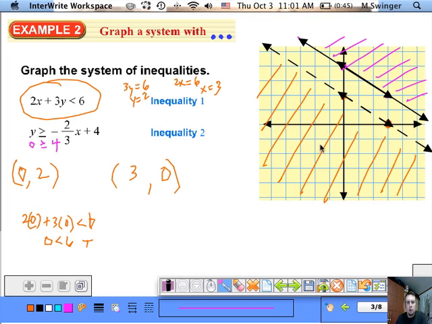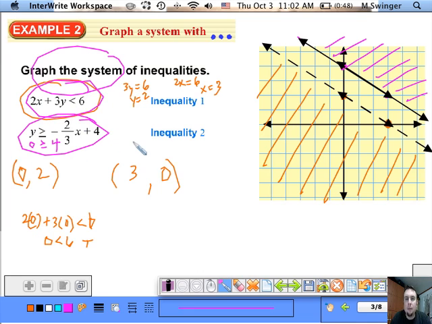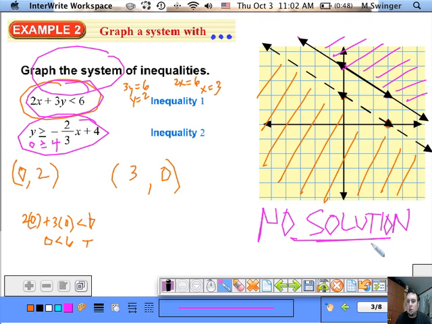Now, if you stop here and say, there it is, there's my answer, you're wrong, because what should the solutions do? What are we looking for when we graph a system of inequalities? We're looking for the shade that works for both of them, right? This shade only works for the first one. This shade only works for the second one, which means they don't overlap, which means there's no solutions that work for this one and this one at the same time, which means you have to tell me this. No solution. No solution. Okay?